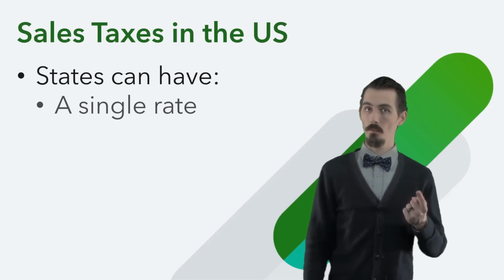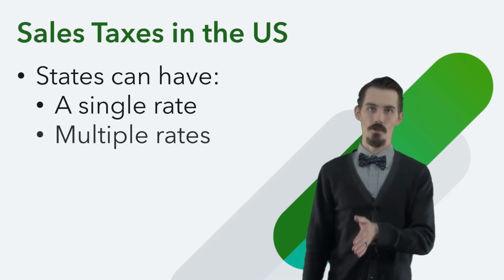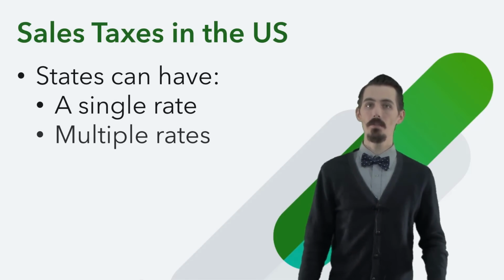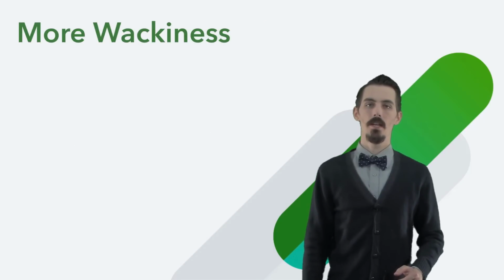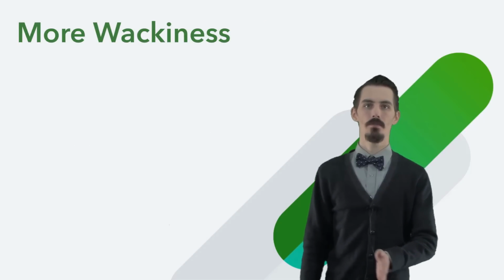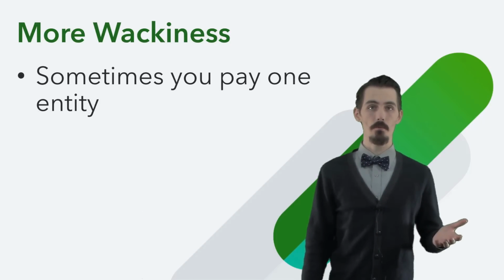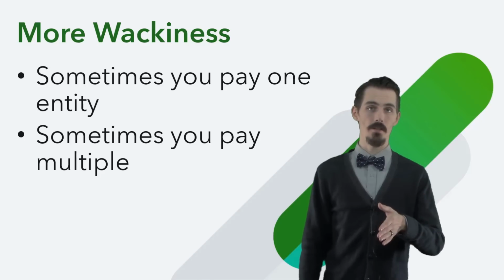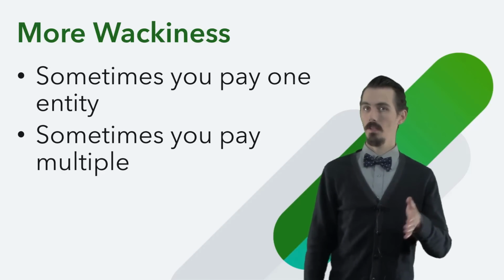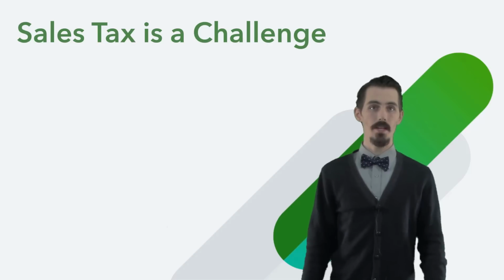Some states have one rate. Other states have a statewide rate and additional county and city rates. Some states don't have sales tax at all. Another factor that complicates this is who you pay these sales taxes to. In some states, you pay to one entity, like the state comptroller. In other states, you pay sales taxes to different entities, to the state, to the county, and even to the city. Because of these complexities, sales taxes can be very challenging.